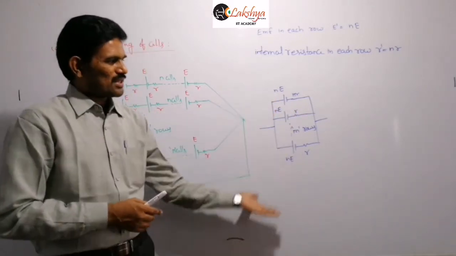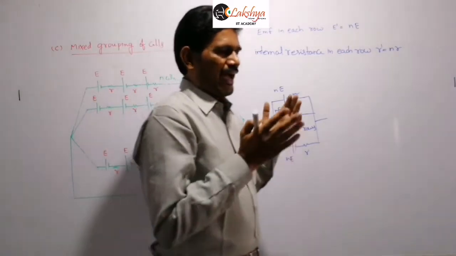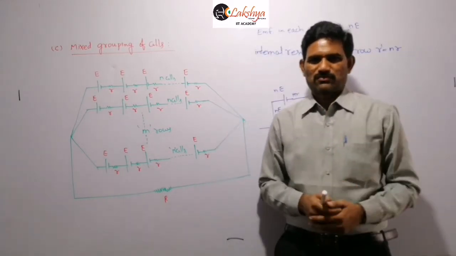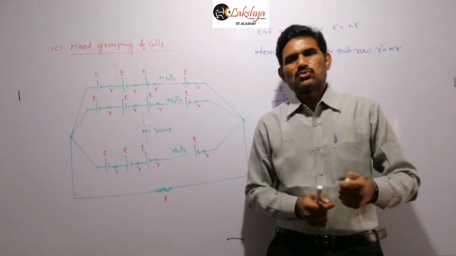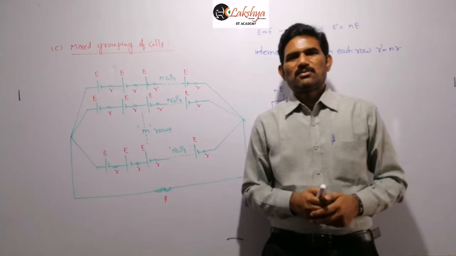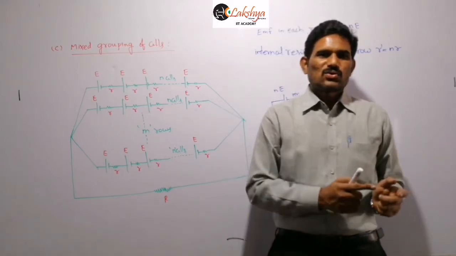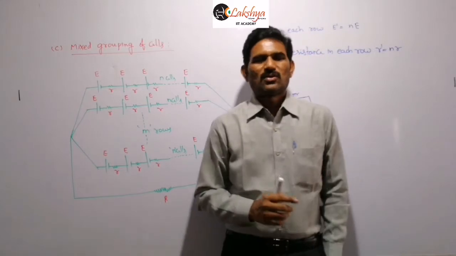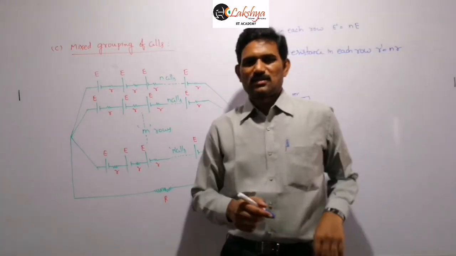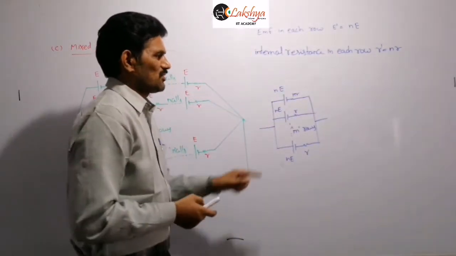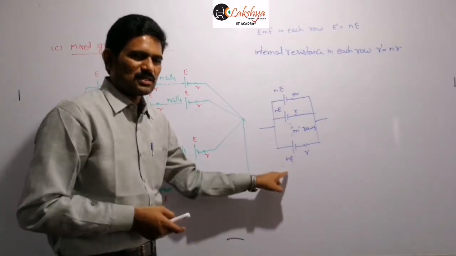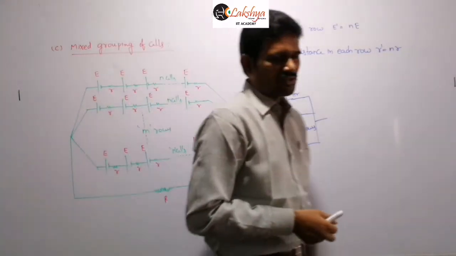Now such m rows are connected in parallel. If identical cells are connected in parallel, we know what the effective EMF is. When n identical cells, say each of EMF E, are connected in parallel, then the effective EMF, as we discussed already, is the EMF of a single cell only, whatever the number of cells you are connecting. That means the EMF of a single cell here is nE. Got it? So the effective EMF of all these parallel cells is the same as that of a single cell.